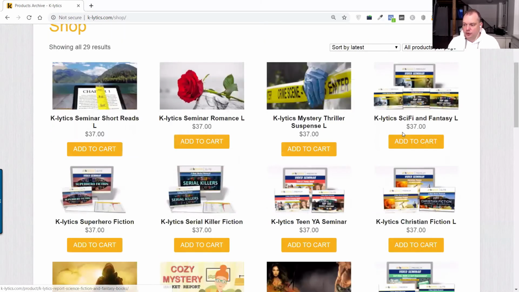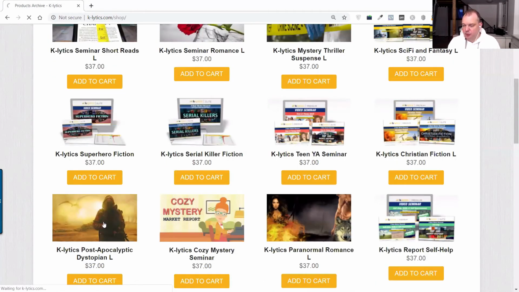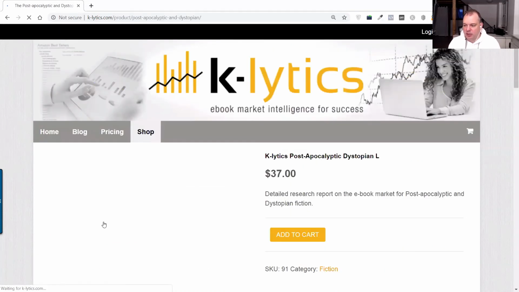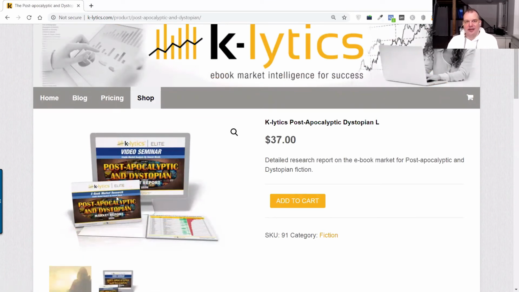The other type: let's take post-apocalyptic and dystopian. If you are just into post-apocalyptic and dystopian, you would go for one of these special reports that go into that one genre and say, okay, who are the top guys there? What are the top books? What's trending up? What's trending down? Are there certain tropes? What is selling more, EMP and solar attacks or zombies and viruses? That is the type of analysis we do in these genre reports. So that is one pillar of our service. And the other pillar of the service is the database that I showed you.